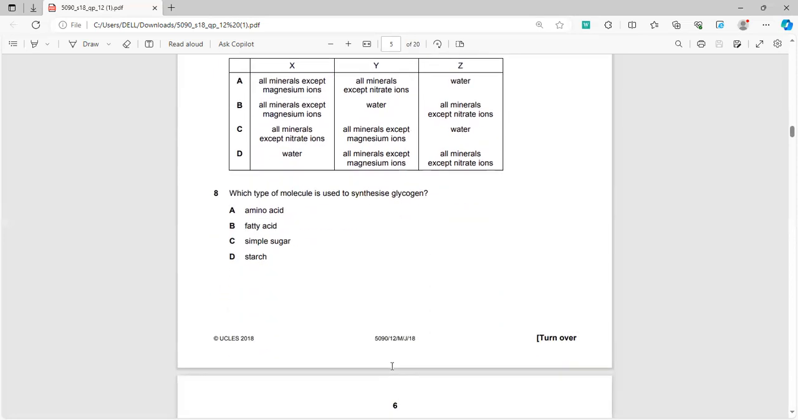In question number 8, which type of molecule is used to synthesize glycogen? Glycogen is a reserve molecule, and it is made when glucose combines to make glycogen in the body, so it can be used in instances when the body runs out of fuel. So which type of molecule is used to synthesize glycogen? Yes, accumulation of glucose in the body gives rise to glycogen.